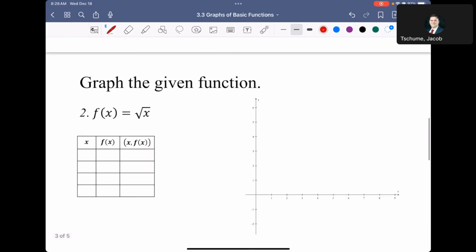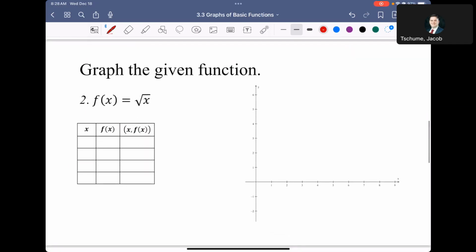The second kind of graph you need to be comfortable with is a square root graph. Similarly, I'm going to plot some points and figure out what the shape of a square root graph looks like. This one's a little bit more difficult because you can't just pick any numbers you want, since we don't want to deal with the imaginary unit. So we're not going to take the square root of negative numbers.